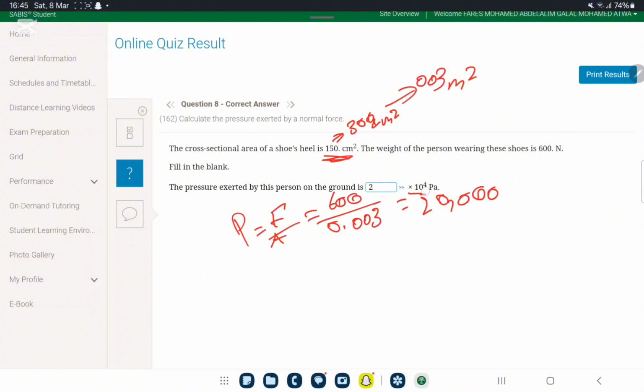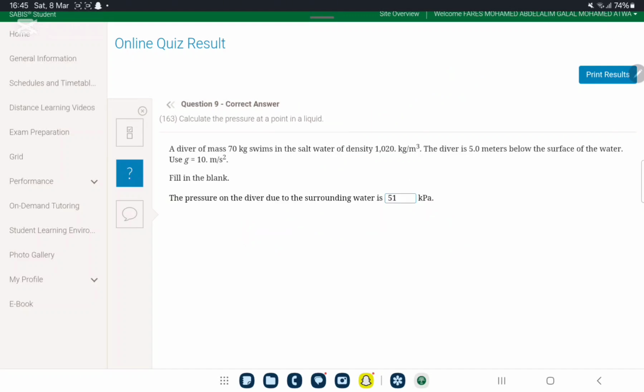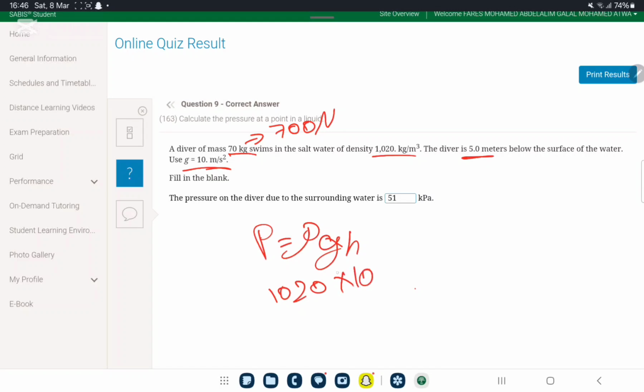They want the answer for 10 to the power of 4. So 2 times 10 to the power of 4 pascals. Last question, a diver of mass 70 kilograms, 700 newtons, you multiply by G. They gave us G is 10. And the density of water is 1020. And the diver is 5 meters below, so pressure is density G H. Density is 1020 times G 10 times H.